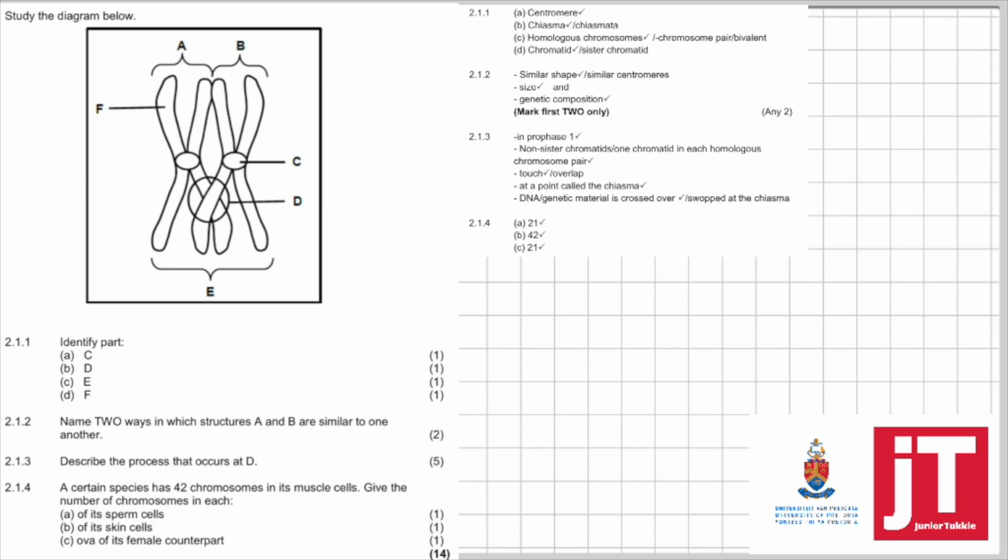2.1.1. Identify part C. Part C, we know, is the centromere.